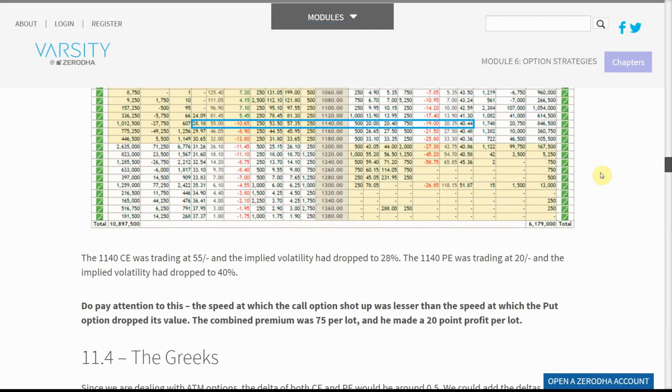Do pay attention to this. The speed at which the call option shot up was lesser than the speed at which the put option dropped its value. The combined premium was 75 per lot, and he made a 20-point profit per lot.